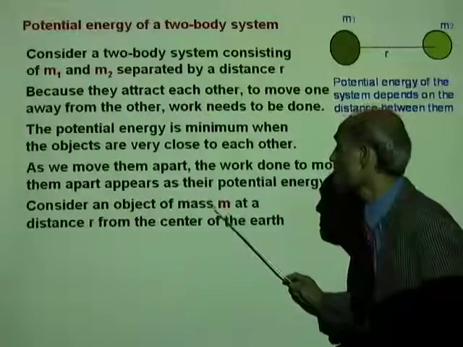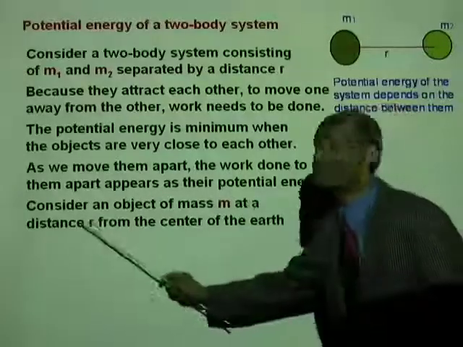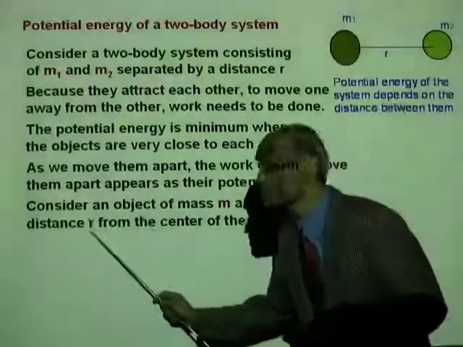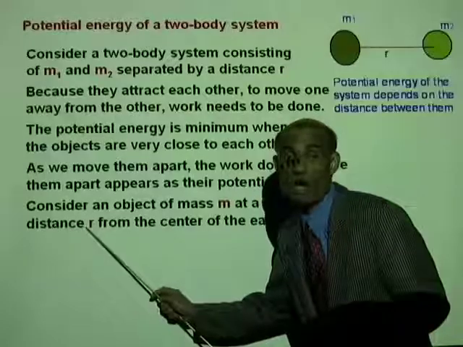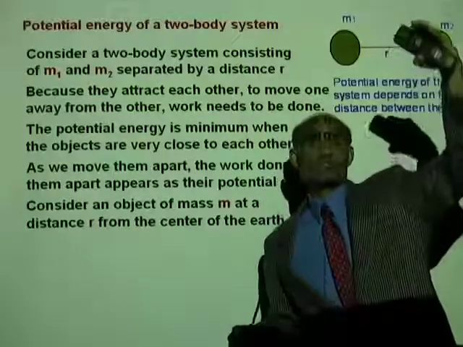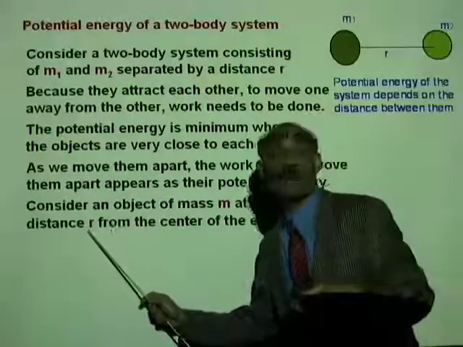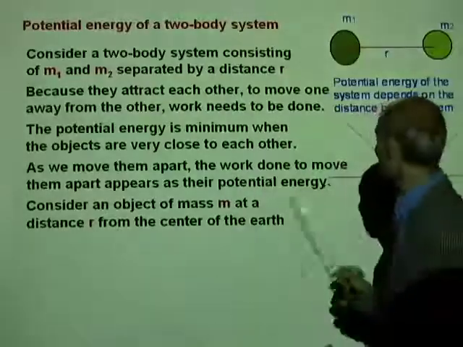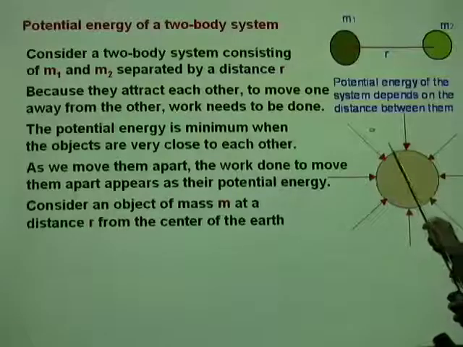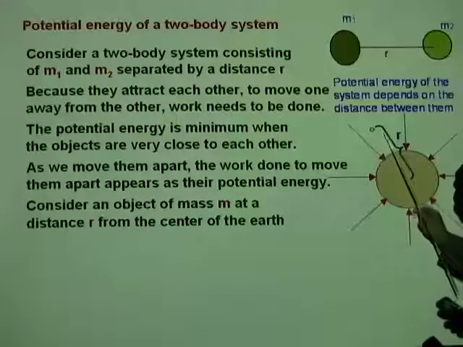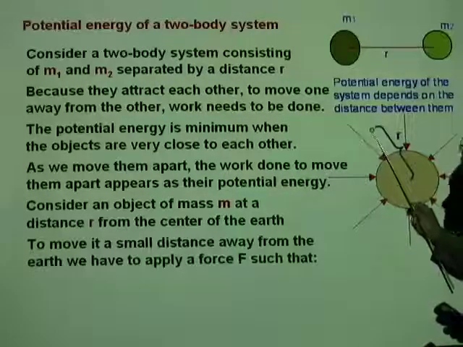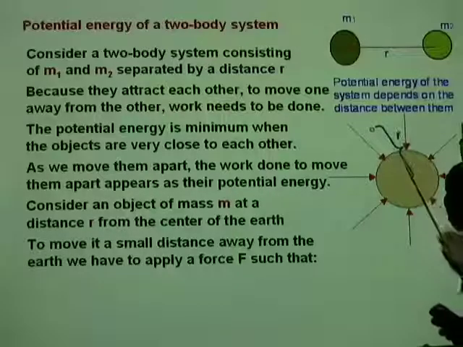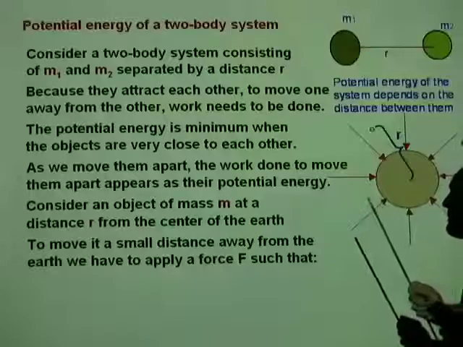Consider an object of mass m at a distance r from the center of the earth. Now look at the distance r I have used, small r. It means it is an altitude h, so that this r is RE plus h. Is that right? Now here is the earth, and this is the object of mass m at a distance lowercase r from the center of the earth.